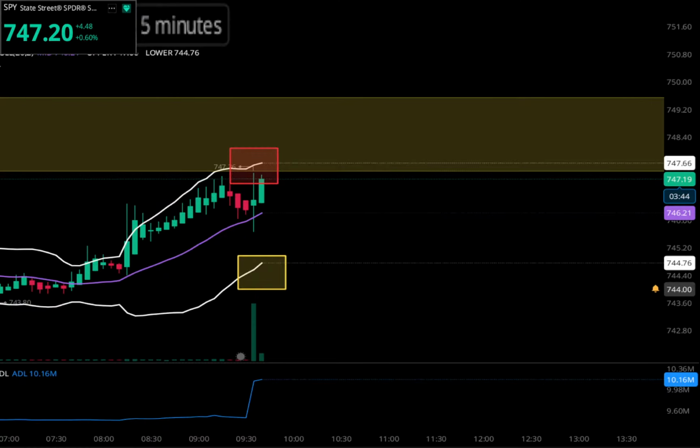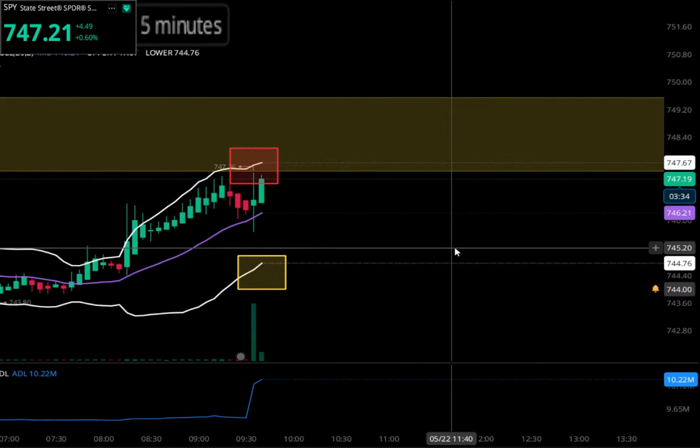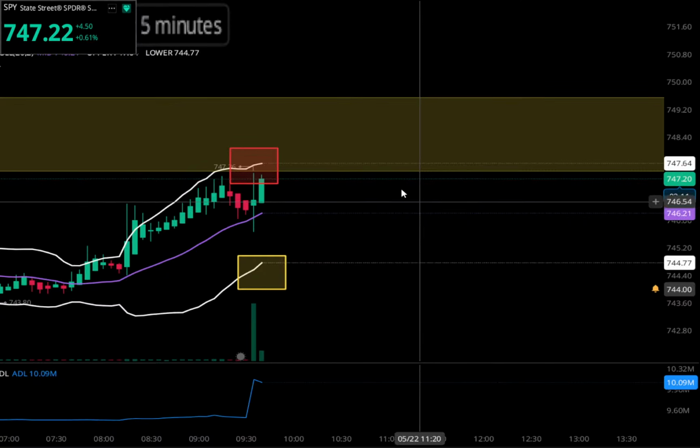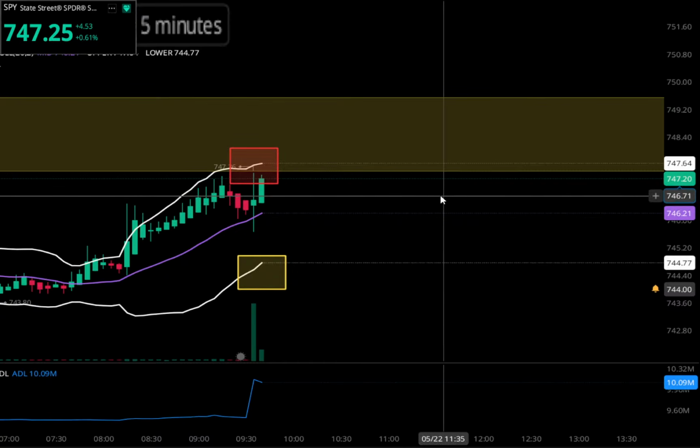Flipping to chat for a second. Yeah, you're going to wait on the calls. If you can only take one trade today, then I would definitely wait for the call side. I do think the call side is going to be very strong today. And again, we're just being very patient for our entry here. We're not taking the puts early.